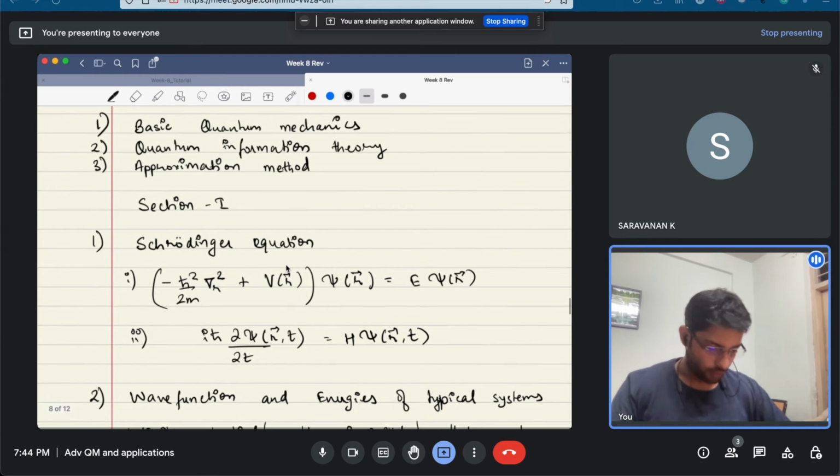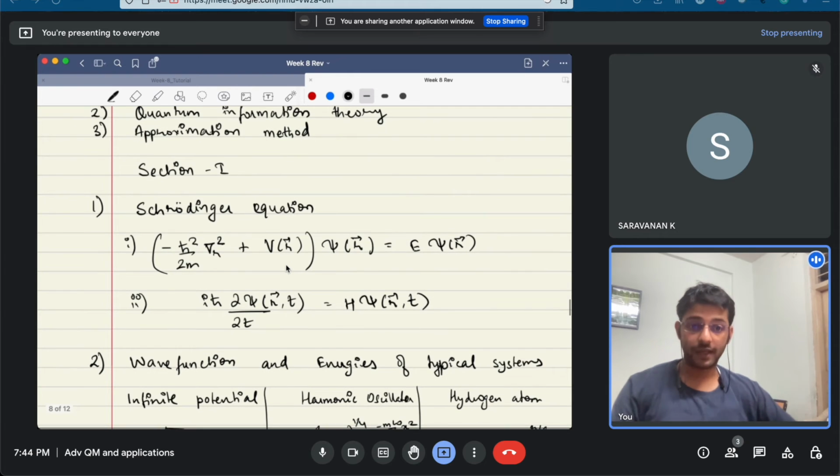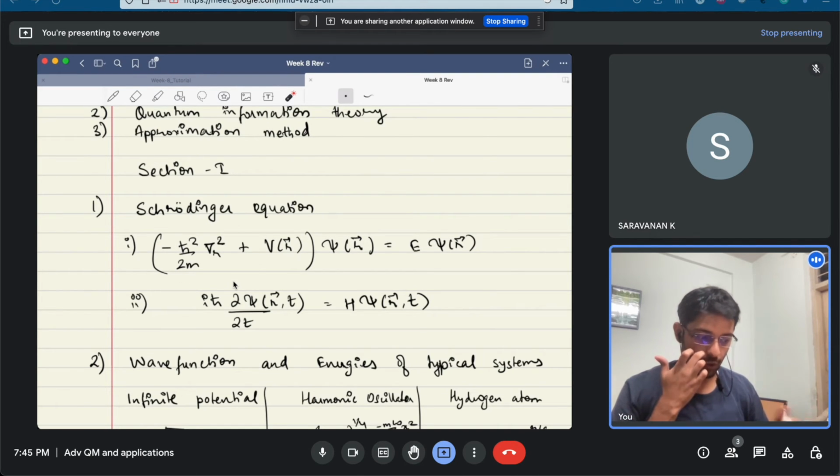Okay, so in section 1 we essentially dealt with the Schrodinger equation, where we had two forms: the time independent Schrodinger equation and the time dependent Schrodinger equation. The time independent one essentially dealt with the spatial form, so you had the infinite potential, harmonic oscillator and everything. In the time dependent one, which was mainly used right now in time dependent perturbation theory as well, you find out the time evolution of the wave function.